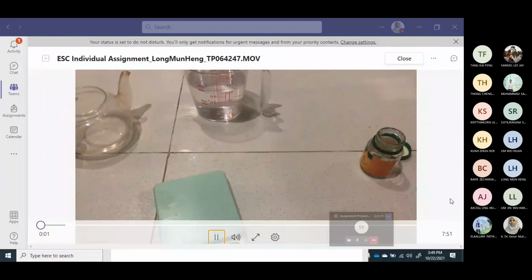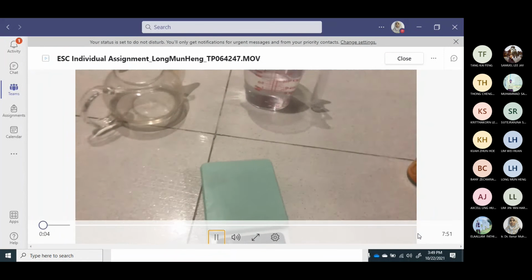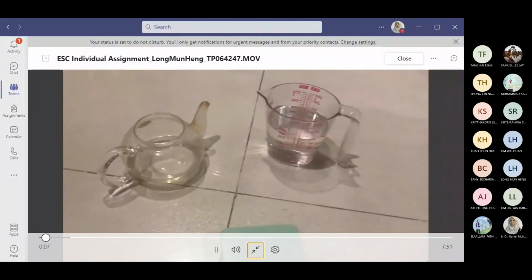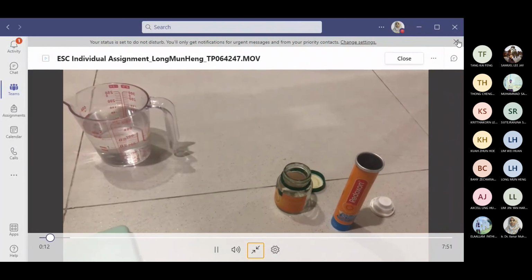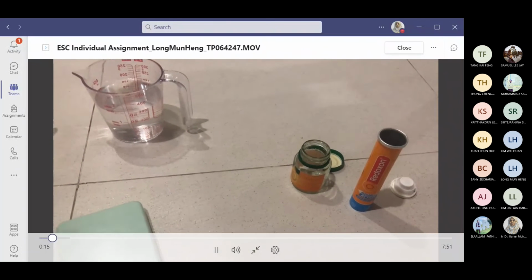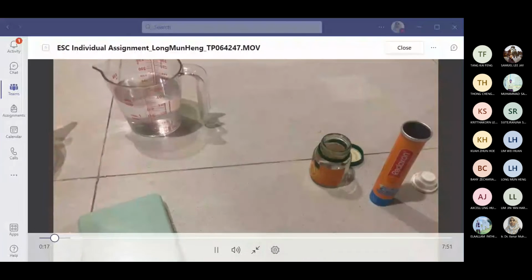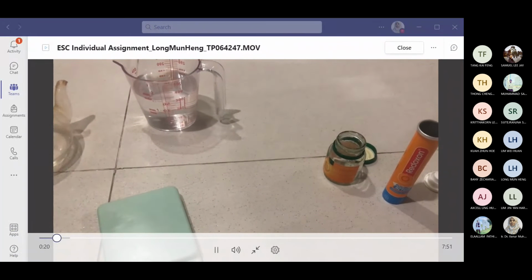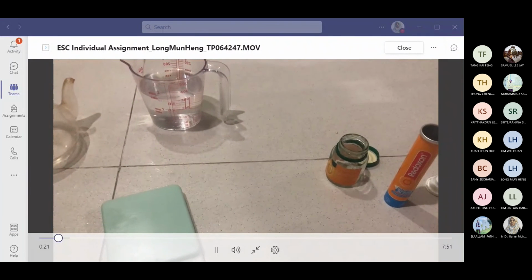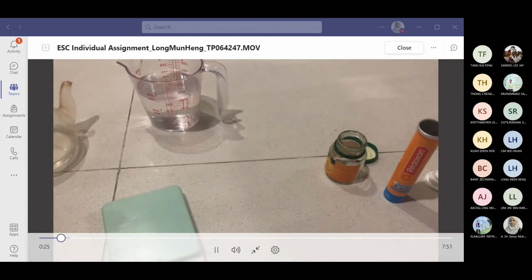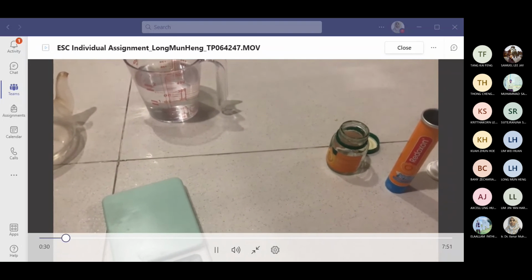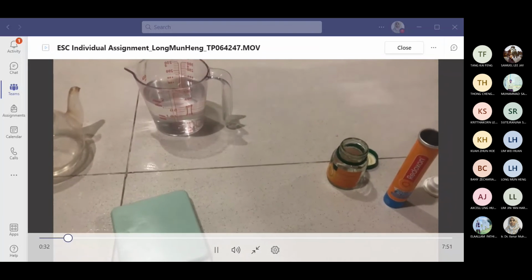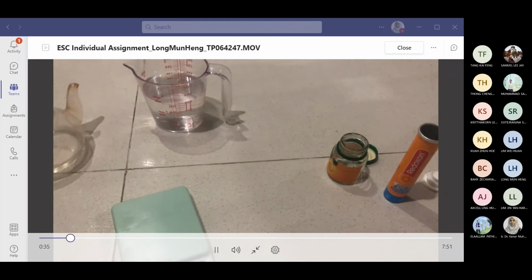Good afternoon, everyone. My name is Long Man Heng, and this is my individual assignment for ESC. Today, I'm going to explain about details of fluid principle by creating an experiment. This experiment will be mainly based on one principle, which is Archimedes' principle. In the first part of the experiment, it is mainly about buoyancy, about the ability of an object to float on a liquid or sink. If the object is denser than the liquid, then the object will sink.